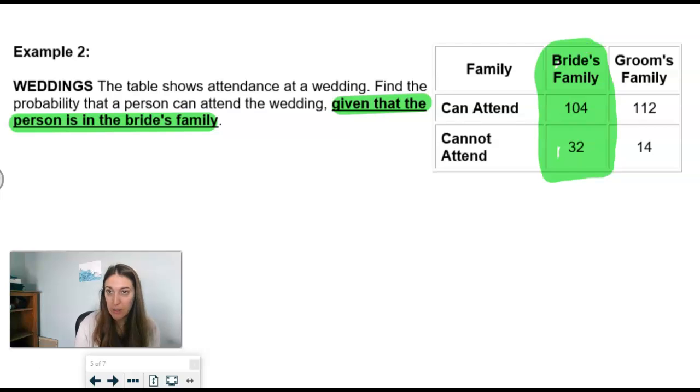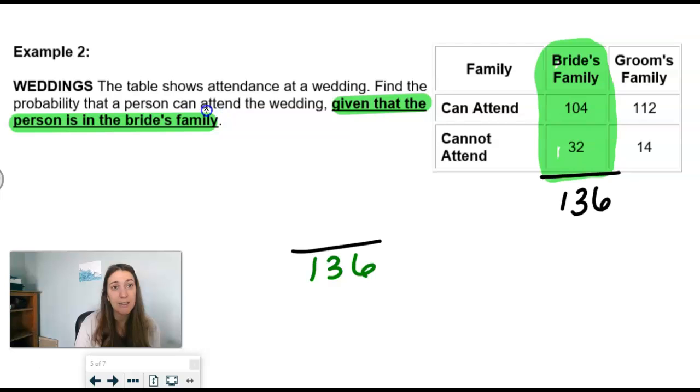Only look right there. So first of all, I need a total. How many total people from the bride's family were responding here? 136, if I added that right. So my denominator is 136. And the probability that they're looking for is that a person can attend the wedding. So can attend is 104.